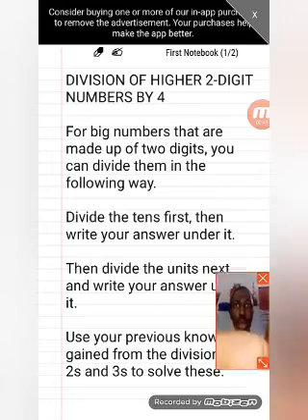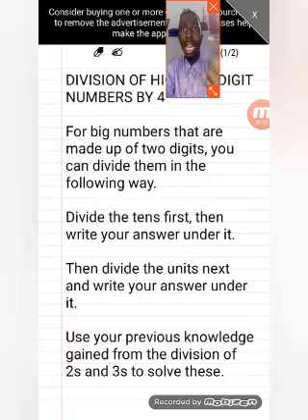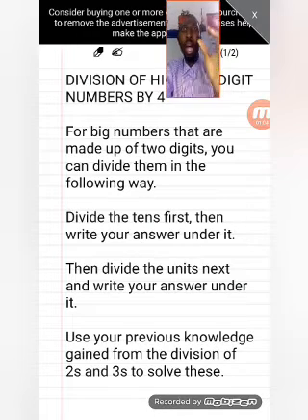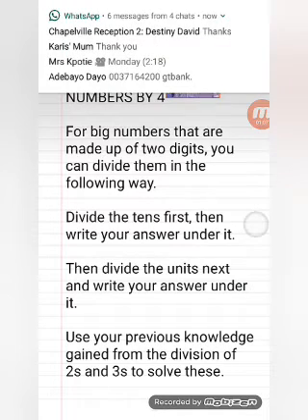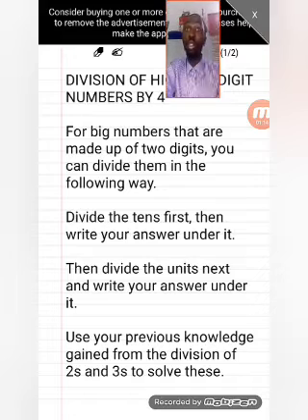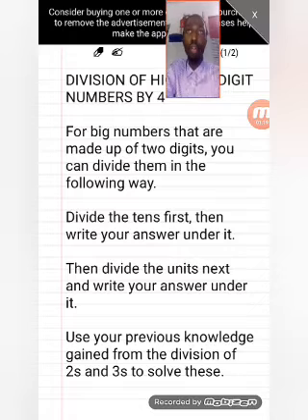Then the next thing you do is divide the units. The figure at the unit place value, you divide it, and when you divide that, you write your answer under it. Now, let me just remind you that you use your previous knowledge gained from the division by 2s and 3s to solve this. You already have some prior knowledge of division.